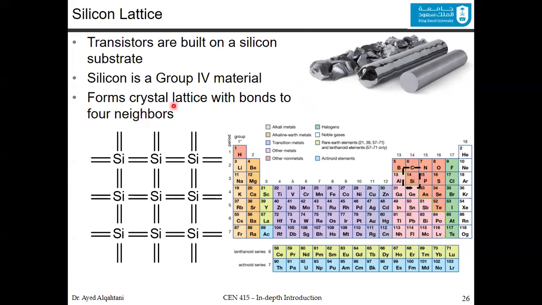And from the crystal lattice, it has bonds for 4 neighbors. This is why it's in the 4th group. And as you can see, this is like, for example, the silicon atoms. And you can see the bonds, and each silicon has 4 bonds, 1, 2, 3, and 4.